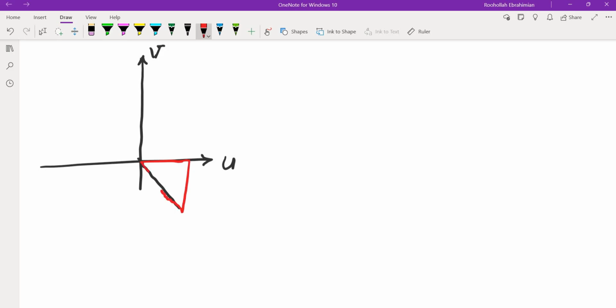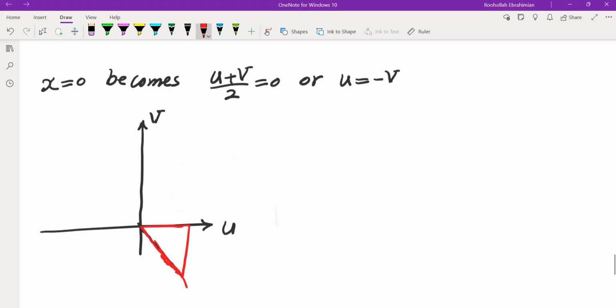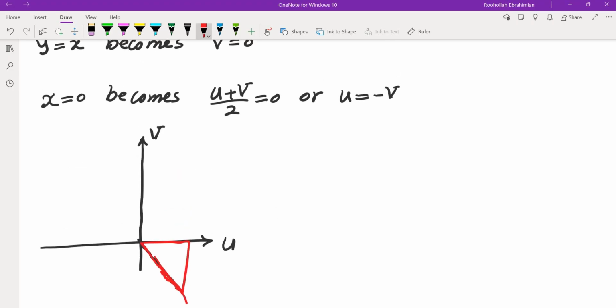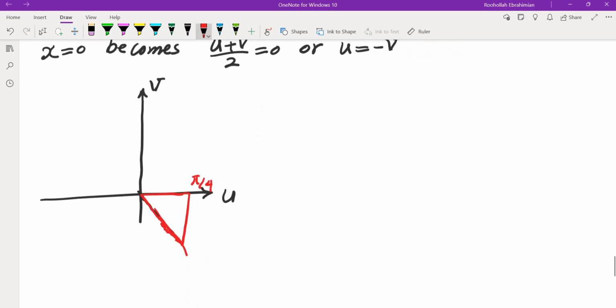So this is our region. This side is u equals negative v. This one is u equals pi over 4, and the other one is v equals 0. So this is our region, in fact. So this is still a nice region. So I'm going to call this new region S. Now we'll go ahead and evaluate the Jacobian.